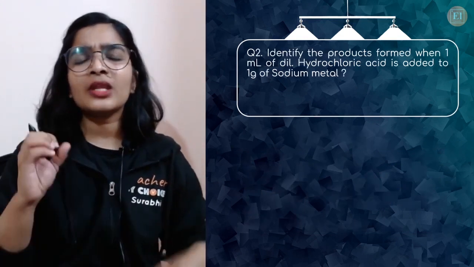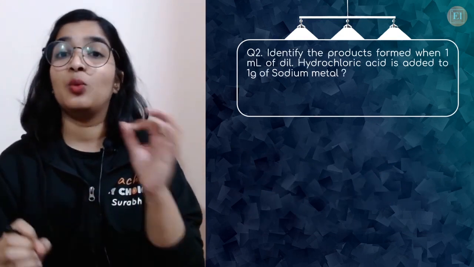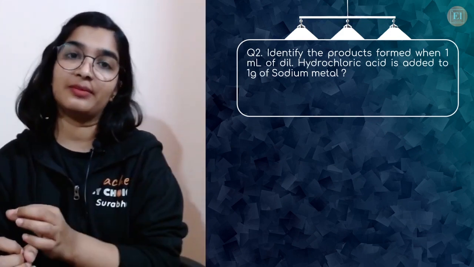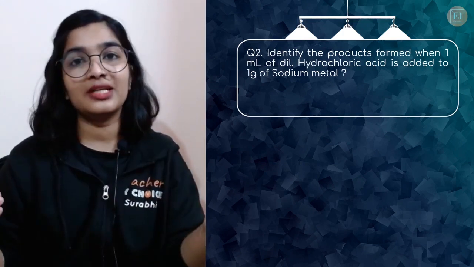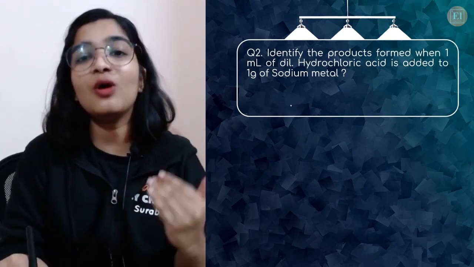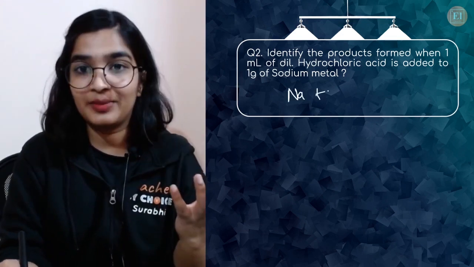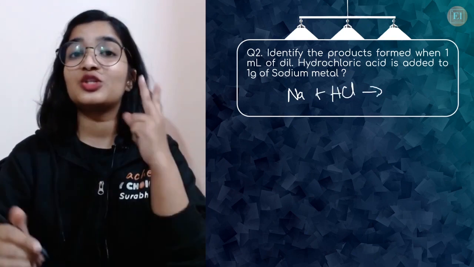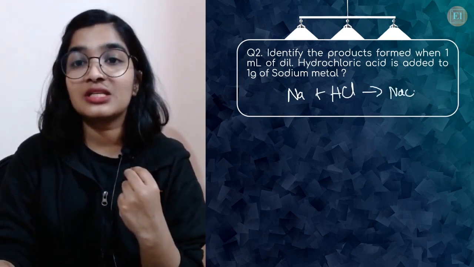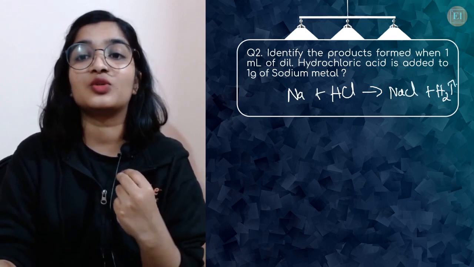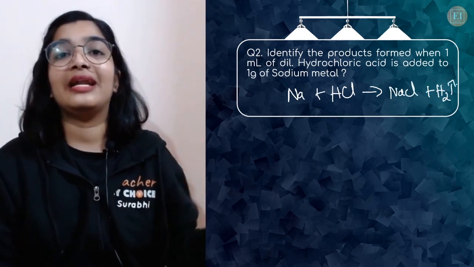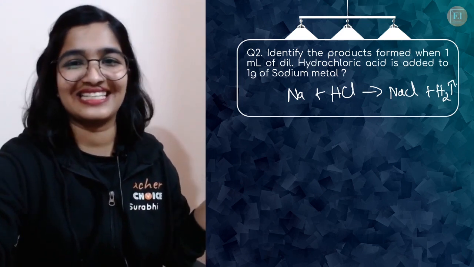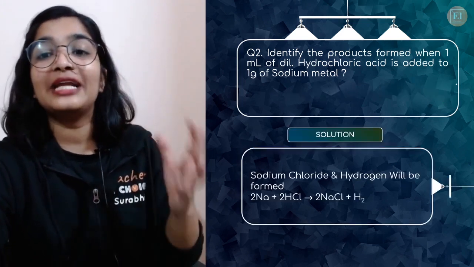Next question. Identify the products formed when 1 ml of dilute hydrochloric acid is added to 1 gram of sodium metal. Again, a 1 marker, so we'll get 2 to 3 minutes, but the answer is very simple. We all know sodium is a very reactive metal, and when it is made to react with an acid, this is the action of acids on metal. What are the two products you will get? You will get a salt, and hydrogen gas will be evolved. So the two products are sodium chloride and hydrogen gas. Done. Easy peasy lemon squeezy, isn't it? Yes. So sodium chloride and hydrogen will be formed.